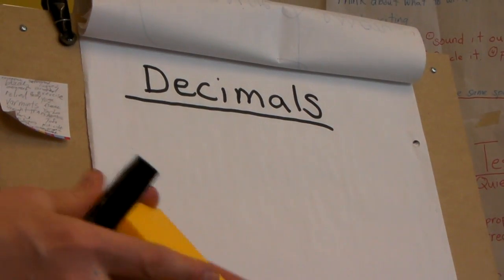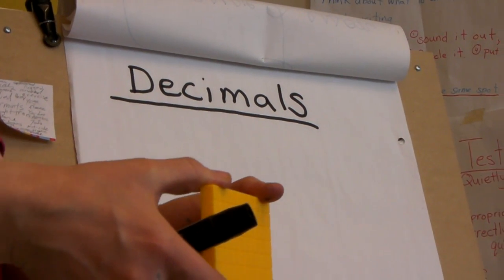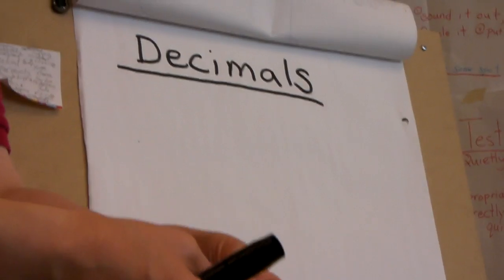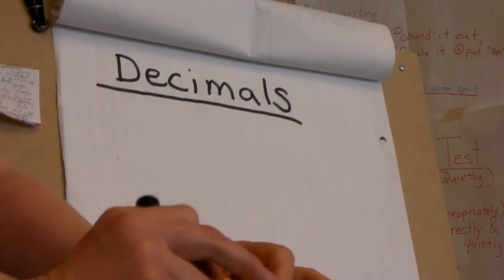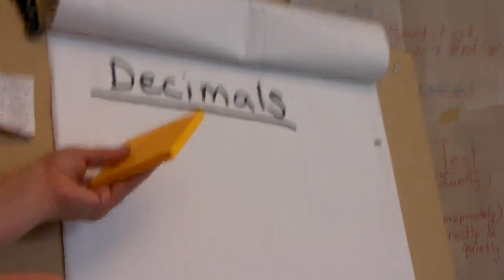So this is like we've got a pizza. We split it up 100 ways. It's like we have a dollar bill, and we make it 100 pennies. Okay? So that's what we talked about with decimals.